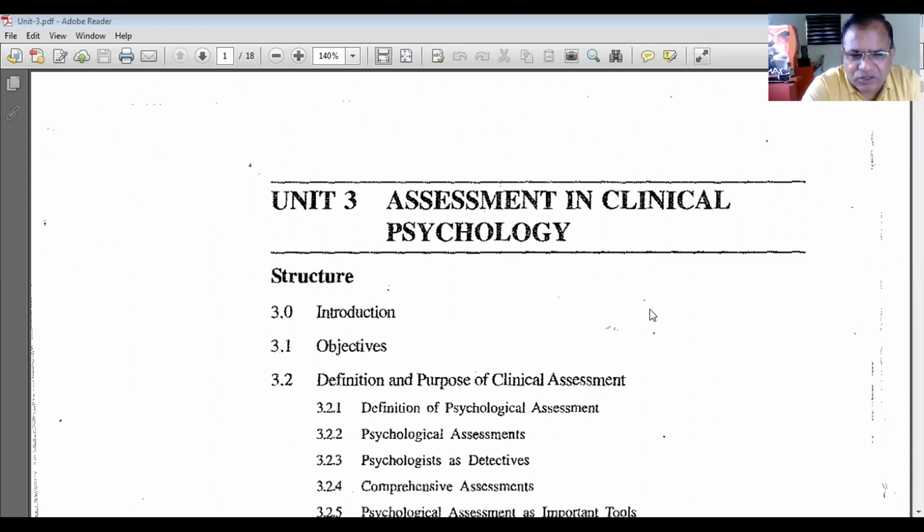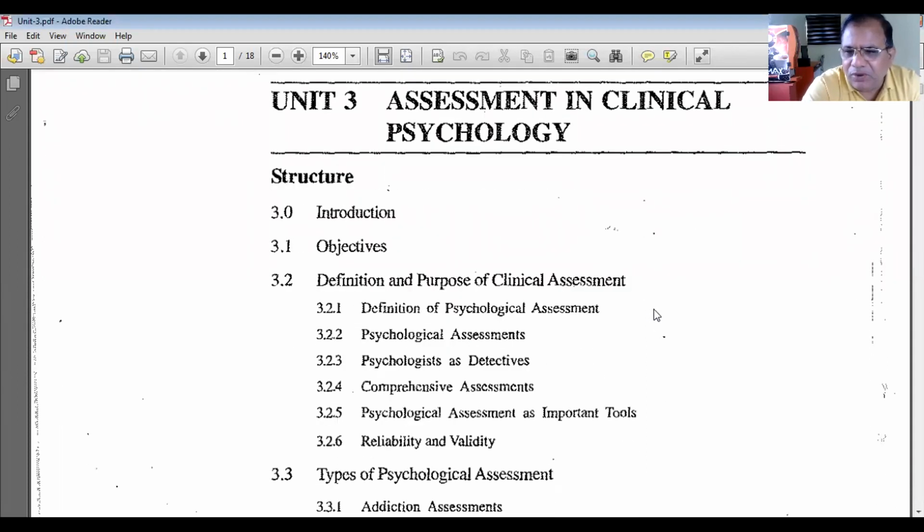Now, what is the structure of this unit? That we will analyze first. Introduction is given as usual. Objectives are also written as usual. The main point is definition and purpose of clinical assessment. Now you have to compare it with the definition and purpose of counseling assessment.